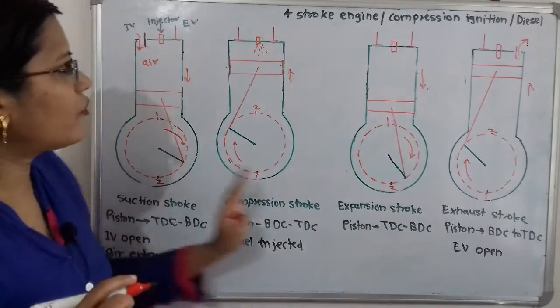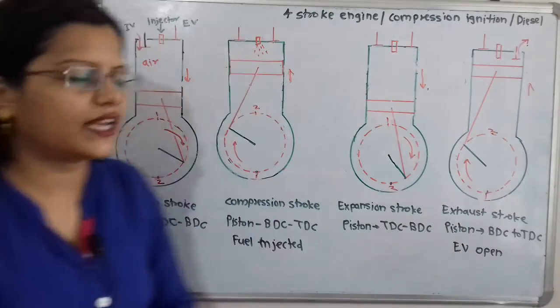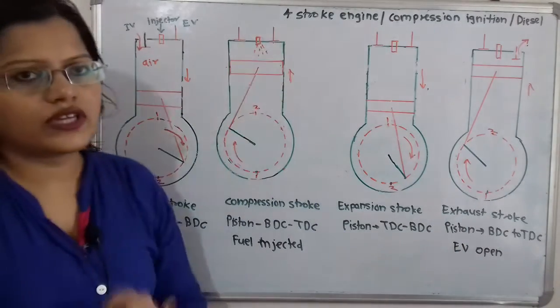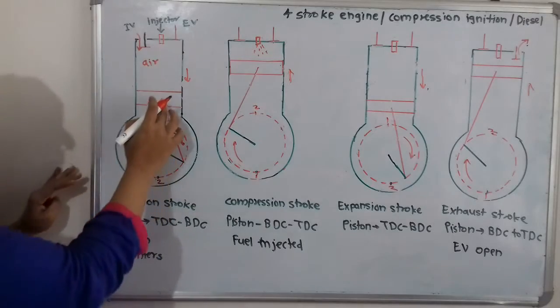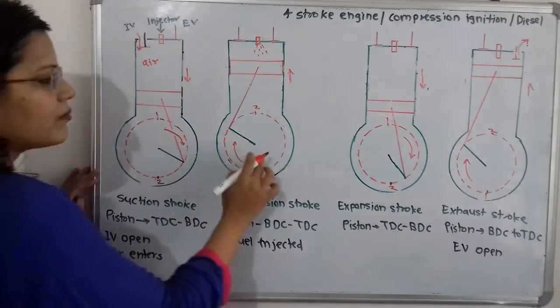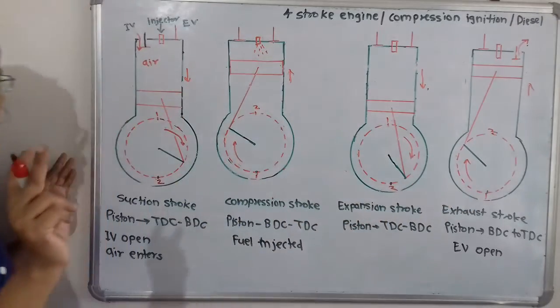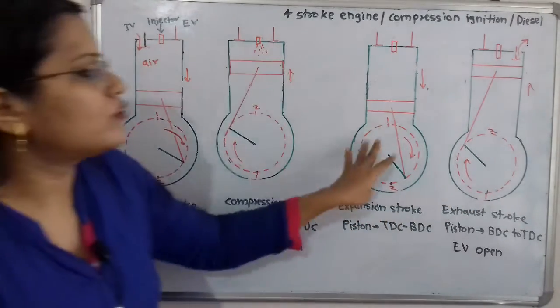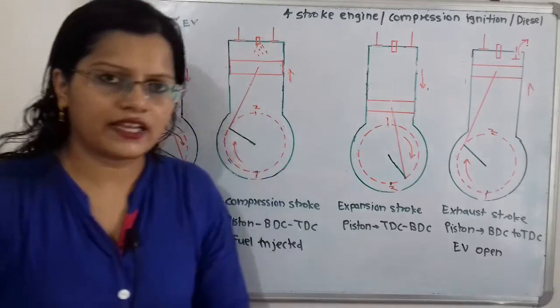So these are the four basic processes taking place in this 4-stroke engine. We come to know that the total number of strokes is 4 and the total number of revolutions of the crank is 2. That means 4 strokes and 2 revolutions of the crank are taking place.